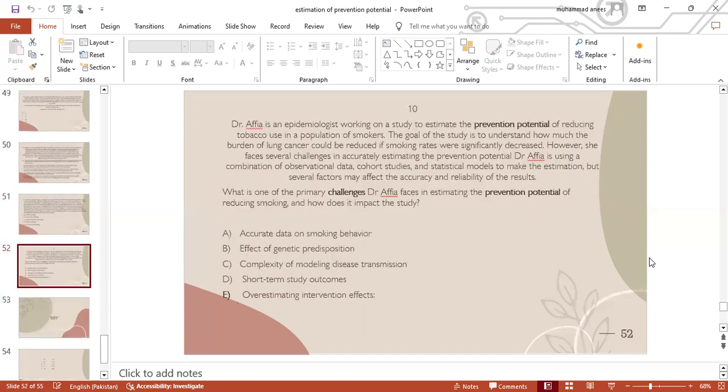10. Dr. Afia is an epidemiologist working on a study to estimate the prevention potential of reducing tobacco use in a population of smokers.